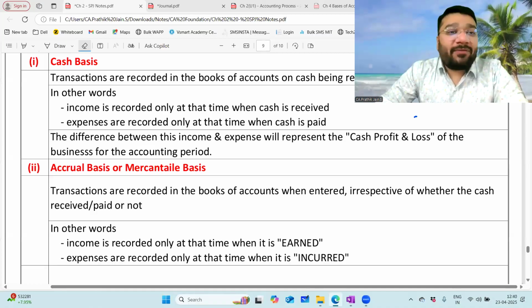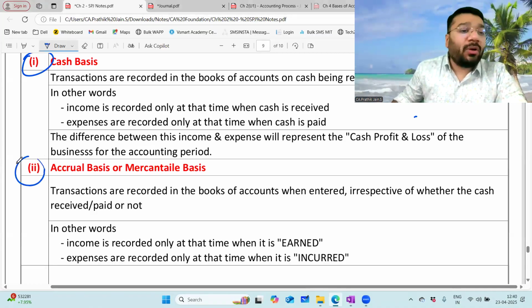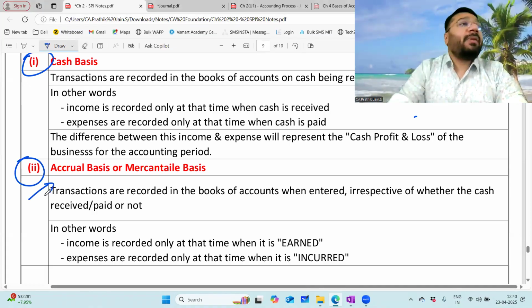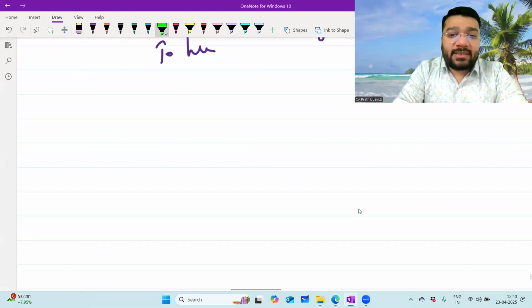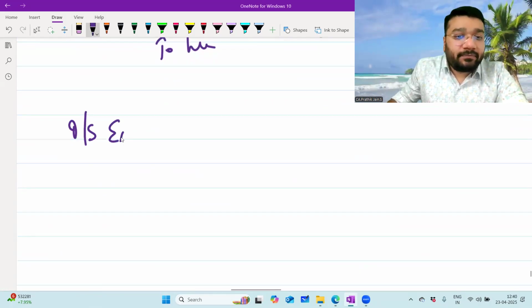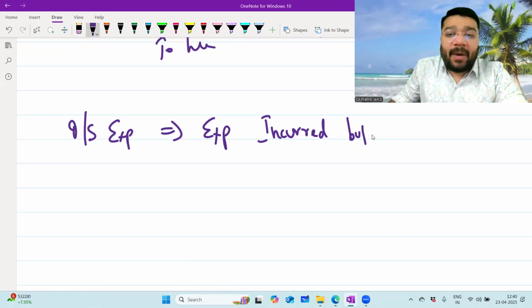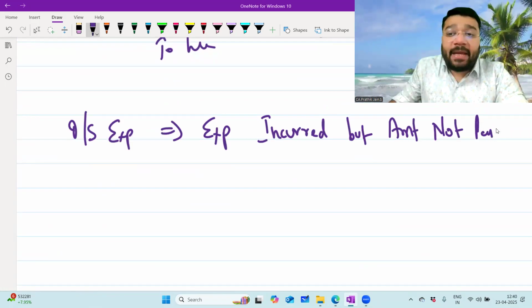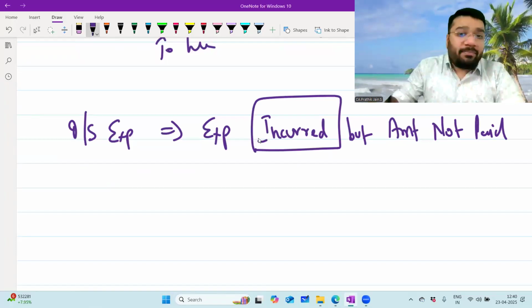Yes, people, welcome back from the break. So let's continue. Now that we have understood what is cash basis of accounting and what is accrual basis of accounting, related to accrual basis, I have to discuss 4 concepts with you. The very first concept is outstanding expenses. Outstanding expenses means expense incurred, but amount or money not paid.